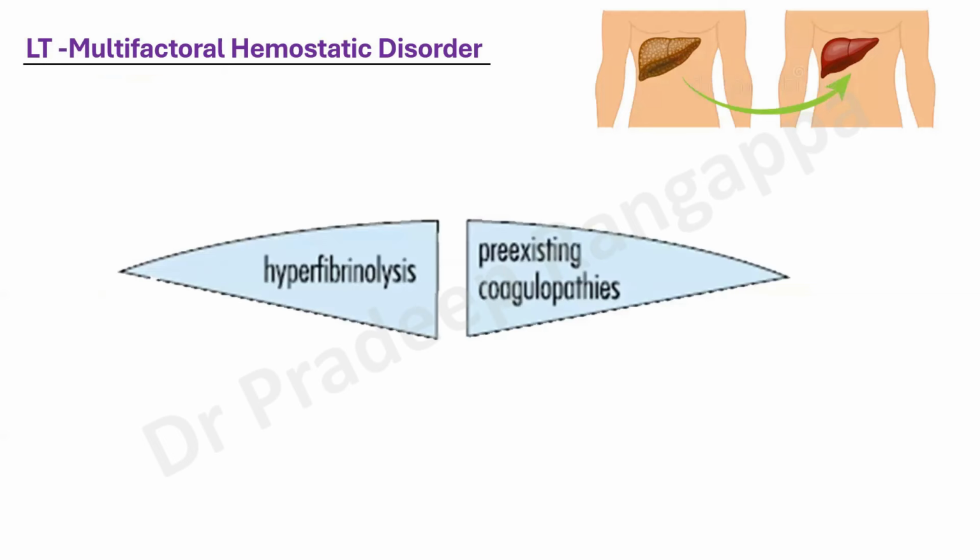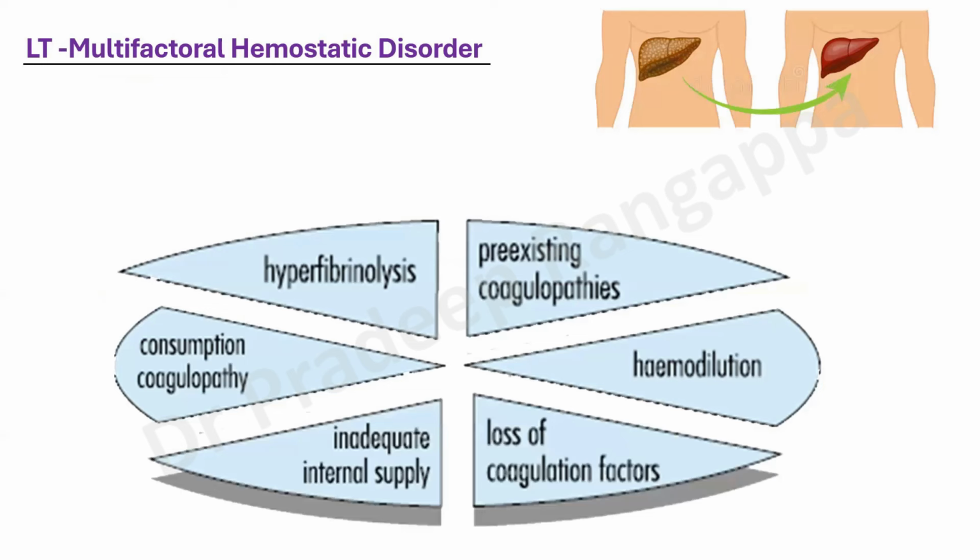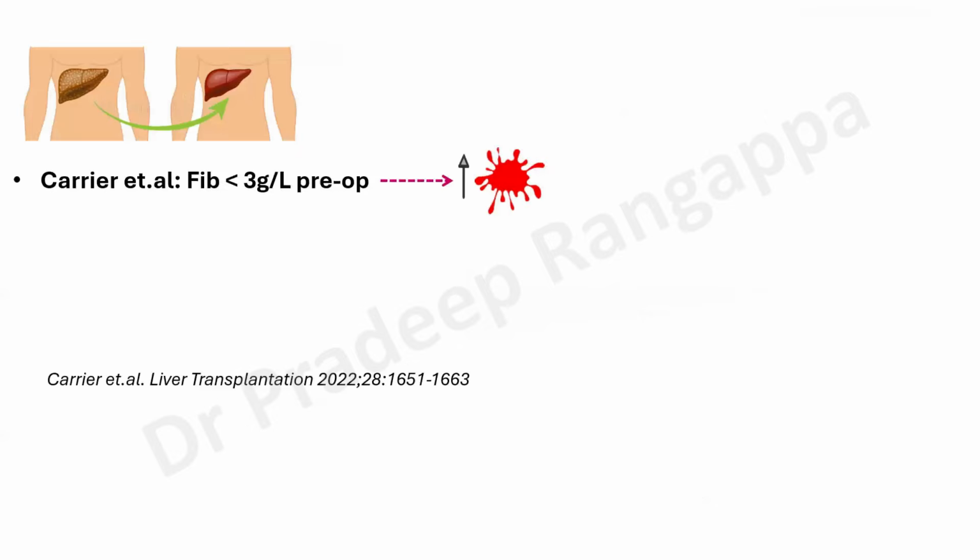Liver patients have pre-existing coagulopathies, hyperfibrinolysis, hemodilution, consumptive coagulopathy, and loss of coagulation factors. There may also be an inadequate resource of blood to give these patients, because they sometimes need a lot of blood transfusion products, so availability can be an issue. It's a complex perioperative coagulopathy that tends to prevail in these liver transplant patients.